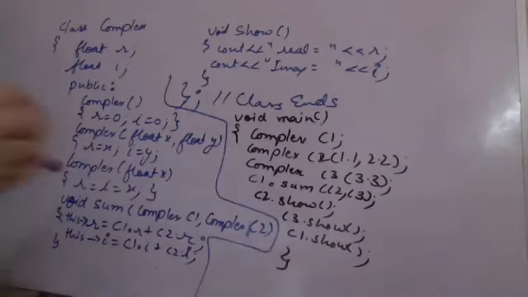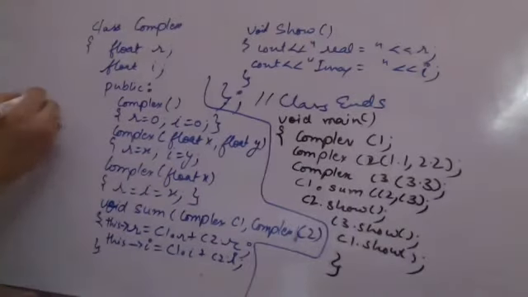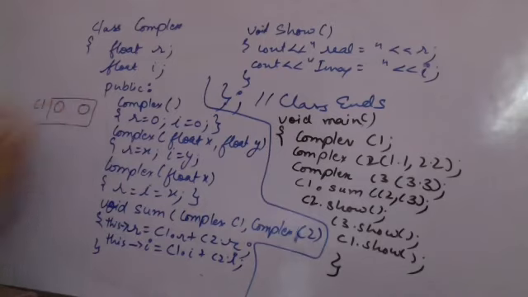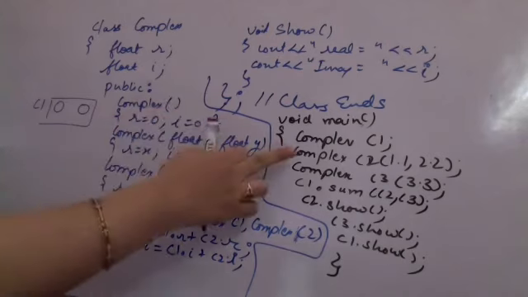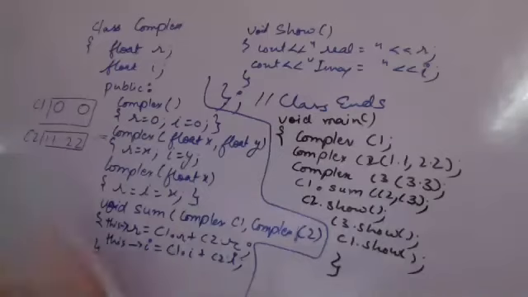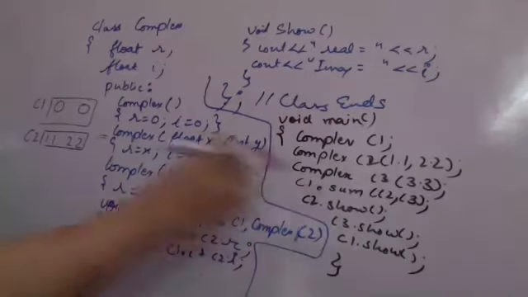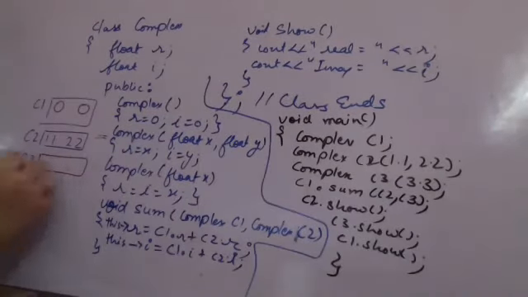Now when I execute this, what happens is, initially I would be creating object C1. C1 will have 0 and 0 as the real and imaginary parts. Then in the next line, I will be creating object C2 using the constructor which has two parameters. So I will be creating C2 with the values 1.1 for real and 2.2 for the imaginary part. Then I am creating C3 using the same value in both the real and imaginary parts, both are 3.3.